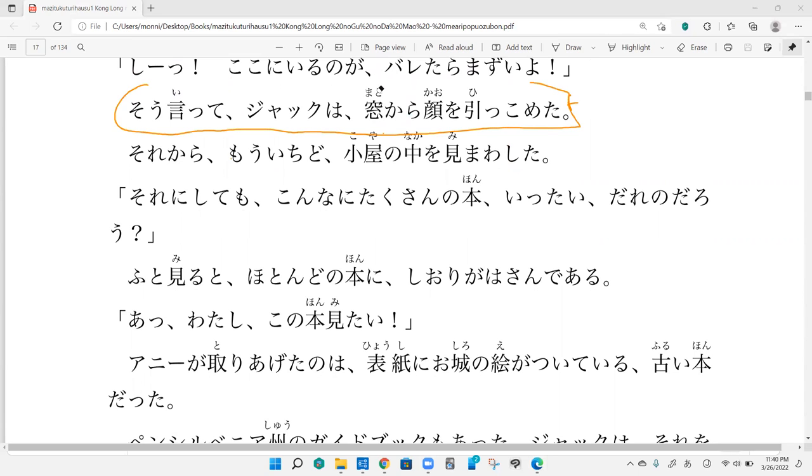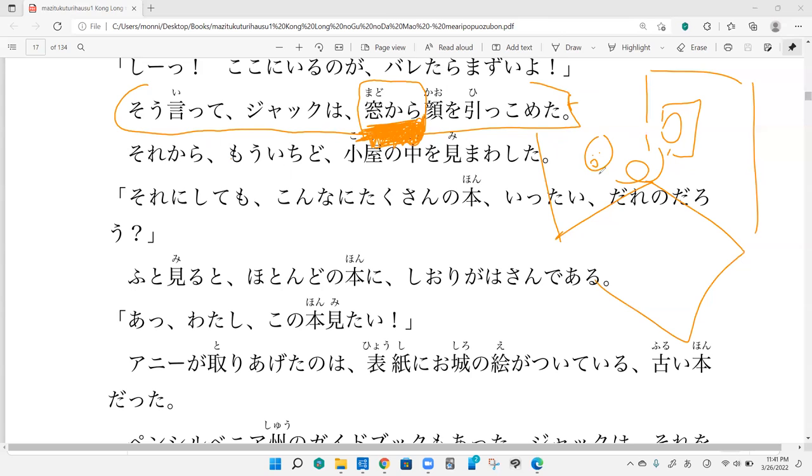そう言って、ジャックは窓から顔を引っ込めた. Ooh, here's 顔. I mean, 窓から. Ooh, what could this mean? そう言って、ジャックは窓から. So, from the window. Exactly. So, he was looking out the window earlier, and now he's like, whoop. His face used to be over here, and then he 引っ込めた. Now he can no longer see outside.